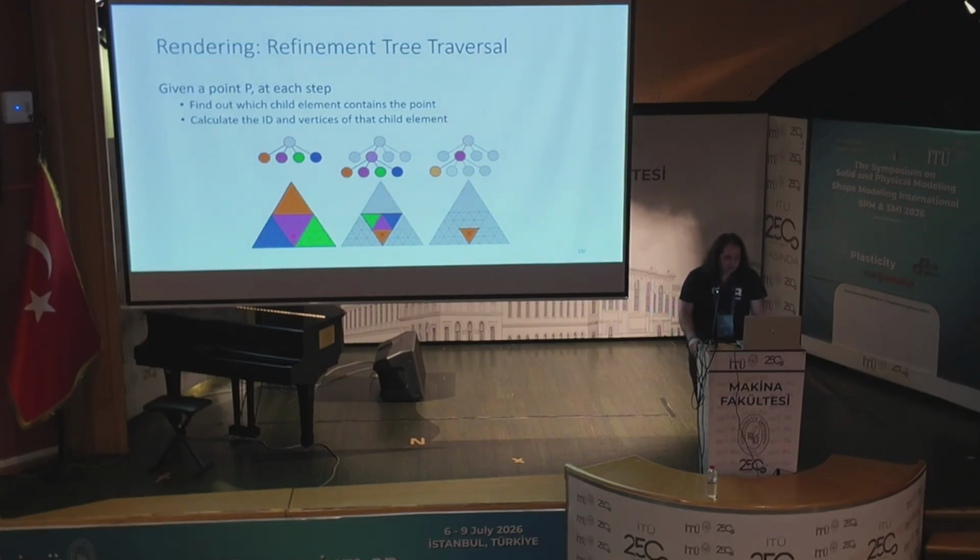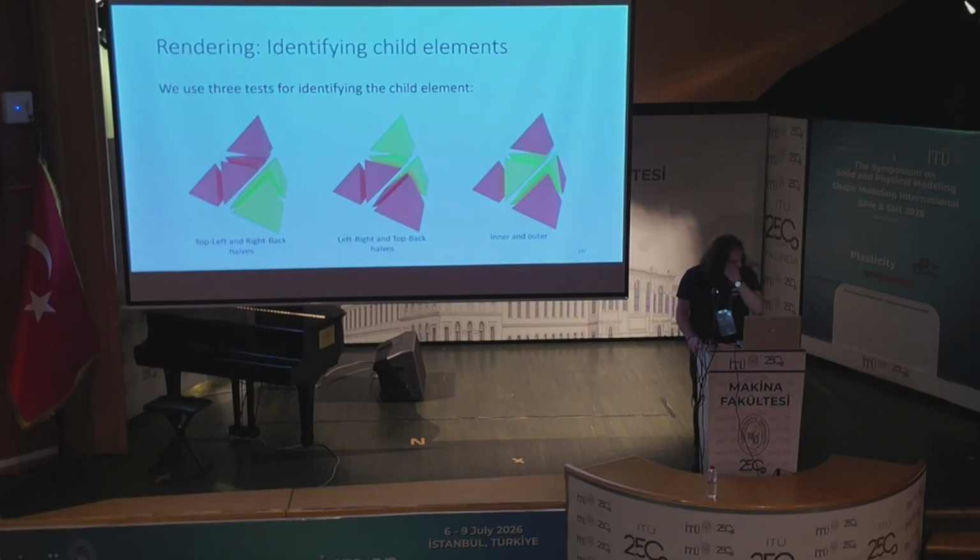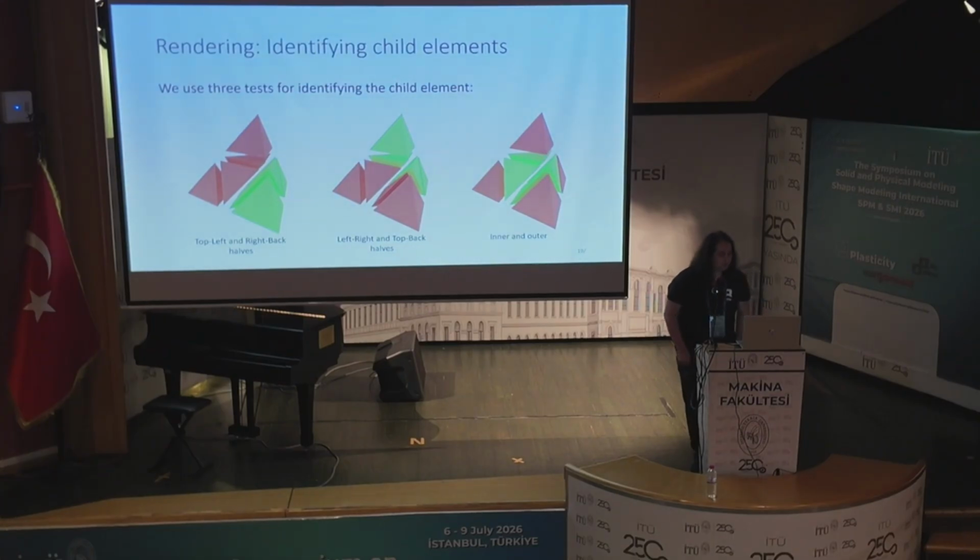So, rendering refinement tree traversal. Our aim here is, given a point, to find out which element we need to go to. We need to traverse along the tree, and we need to calculate the ID and the vertices of that element. For this, we need to identify the child elements. We use 3 tests for identifying the 8 child elements.